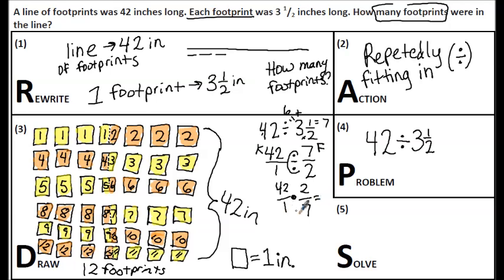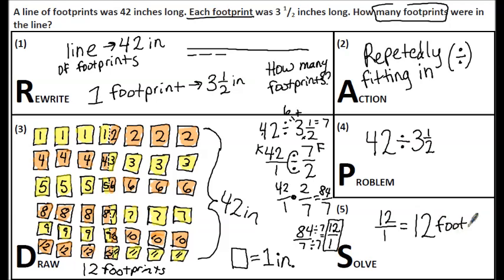Now that we rewrote it as a multiplication problem, we can multiply 7 times 1 on the bottom and 42 times 2, which is 84, on the top. So now we have 84 sevenths. My next step is going to be to simplify. So I have 84/7, and I know that I can divide the top and bottom by 7. And 84/7 becomes 12 wholes, or 12 over 1. And that is equal to 12. So we know that 12 whole footprints can fit.